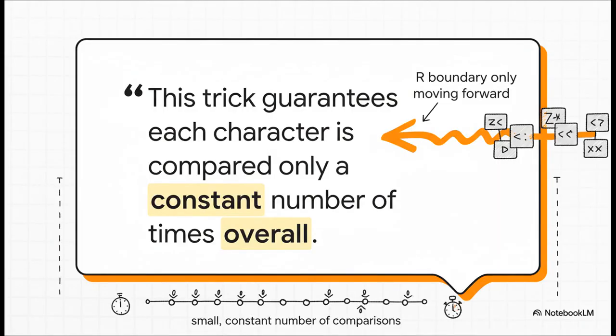And this is the whole point of the Z box, because that right boundary of the box, R, only ever moves forward. It never backtracks. This simple fact guarantees that we never get stuck recomparing the same characters over and over. Each character in the string is only ever looked at a handful of times, at most. And that is the simple idea that slashes the complexity from quadratic all the way down to linear.